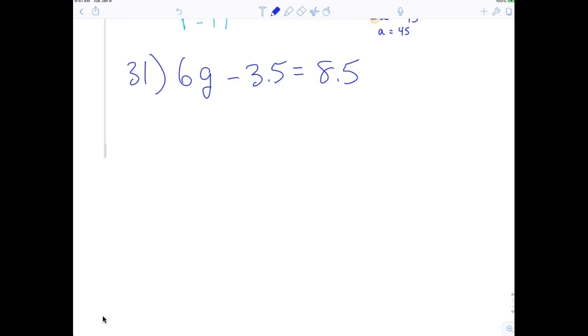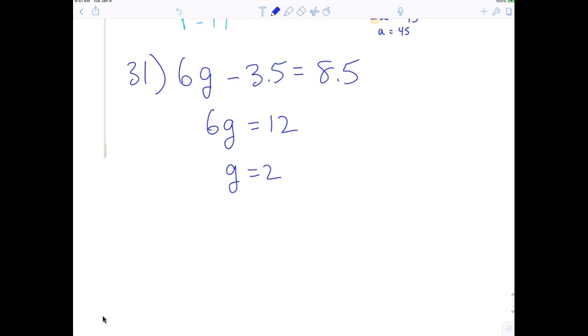All right? Go. Tell me what to do. Adding 3.5. Now, let's see if we can do the decimals. 8 plus 3 is what? 11. And 0.5 and 0.5 makes 1, so 11 plus 1. Yes, the mental math on that. Everybody should be able to say 6g equals 12. And then g equals 2.